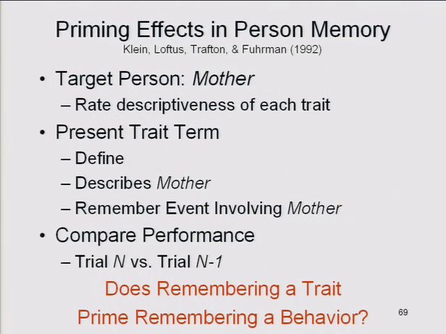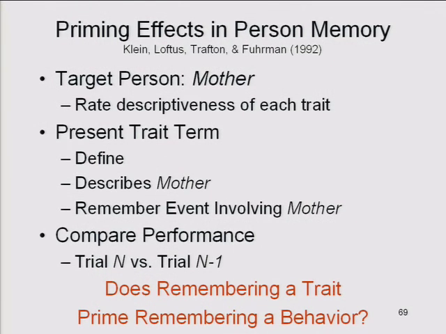Then Klein had a set of behaviors that are representative of each of these traits available. The trait terms were then presented to the subjects in one of three conditions. They were either asked to define the trait, so I put up "sociable" and I say, what does that mean? Or I ask you, does it describe your mother? Is your mother sociable or not? Yes or no? Or I ask you to remember an event involving your mother, the time you went to a wedding and your mother was the life of the party, or something like that. It doesn't really matter.